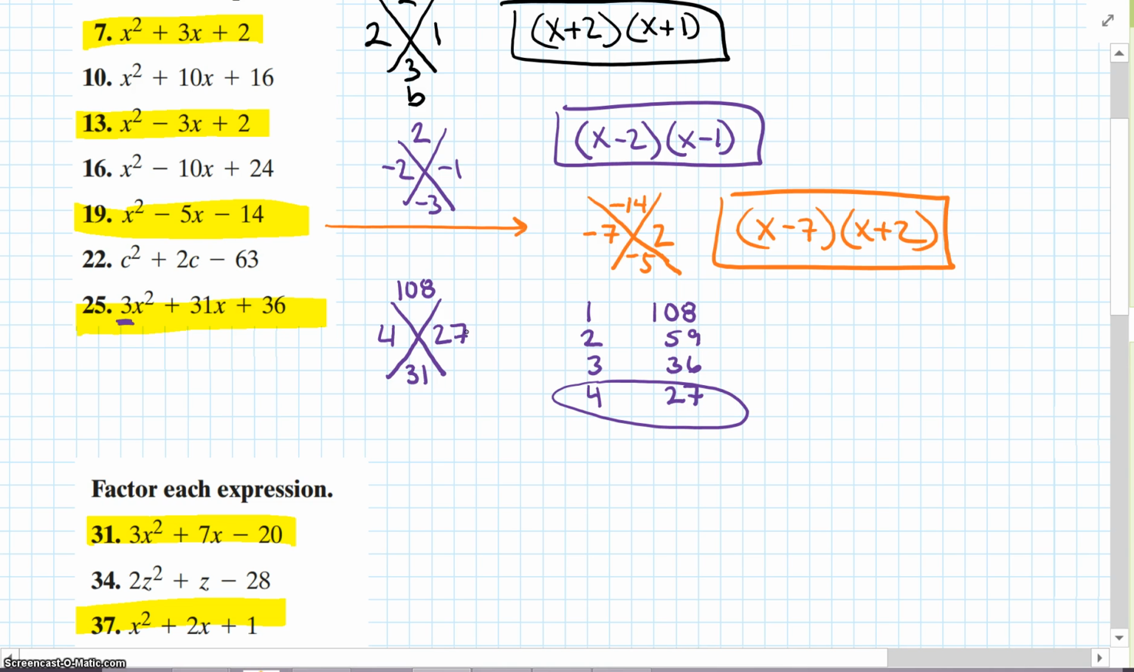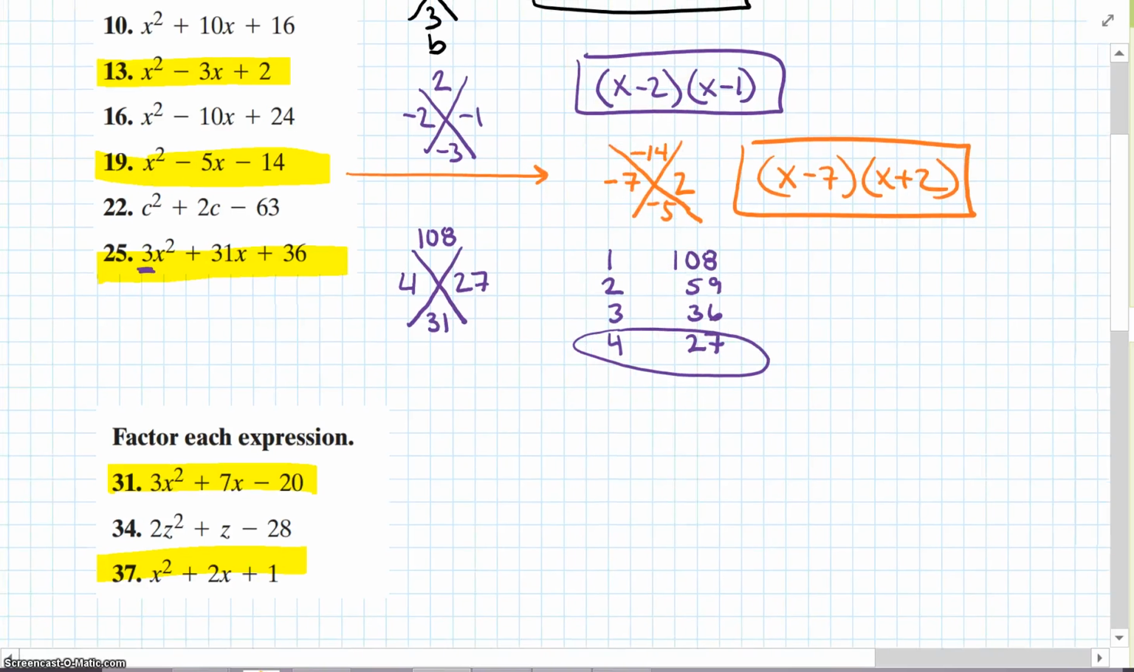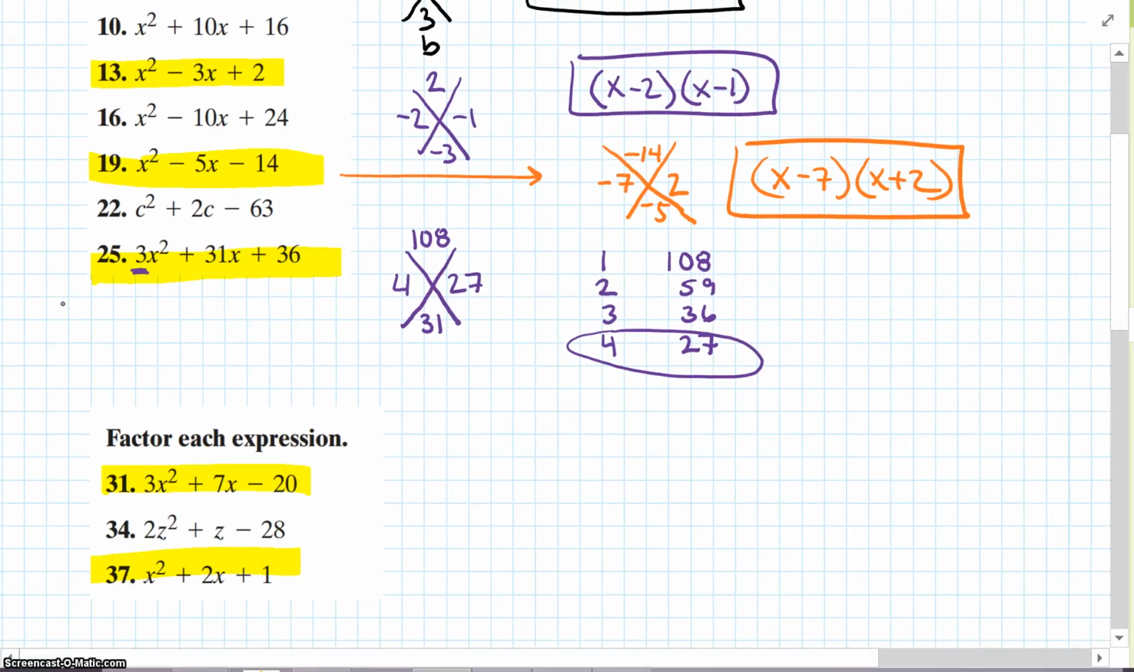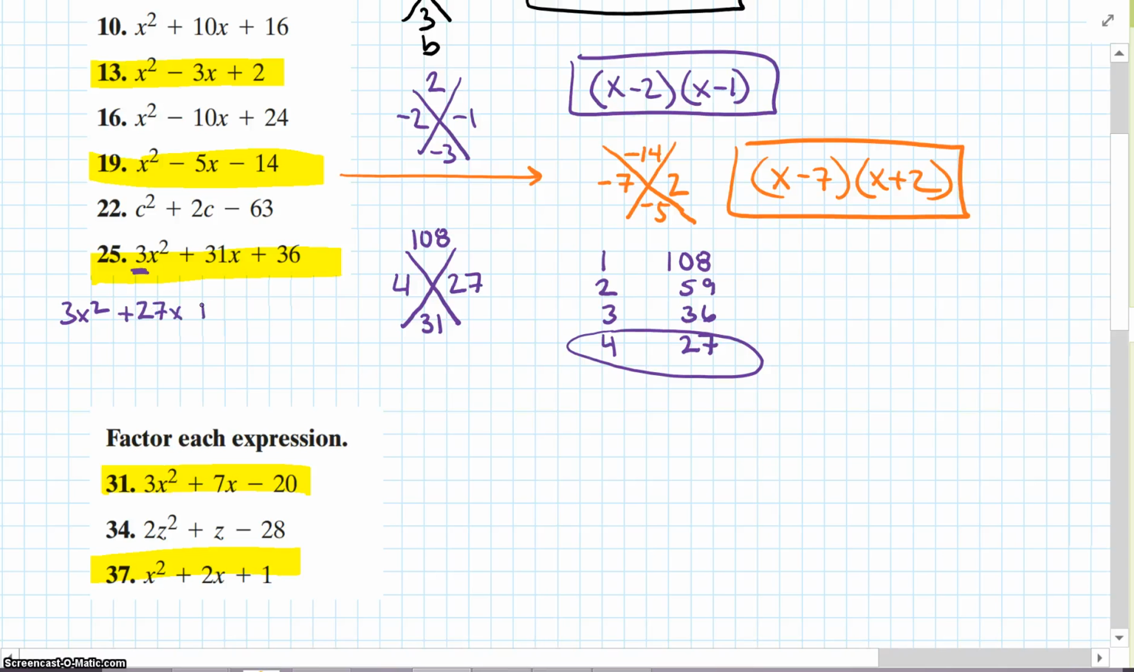My a value, unfortunately, is not 1, so we're going to have to rewrite it, and I think we're going to have enough room to do it right here. So I'm going to write 3x squared. I'm going to replace that 31x with my two factors. So I'm going to say plus 27x plus 4x plus 36. So you see what I did? I split that 31 up with the two factors.